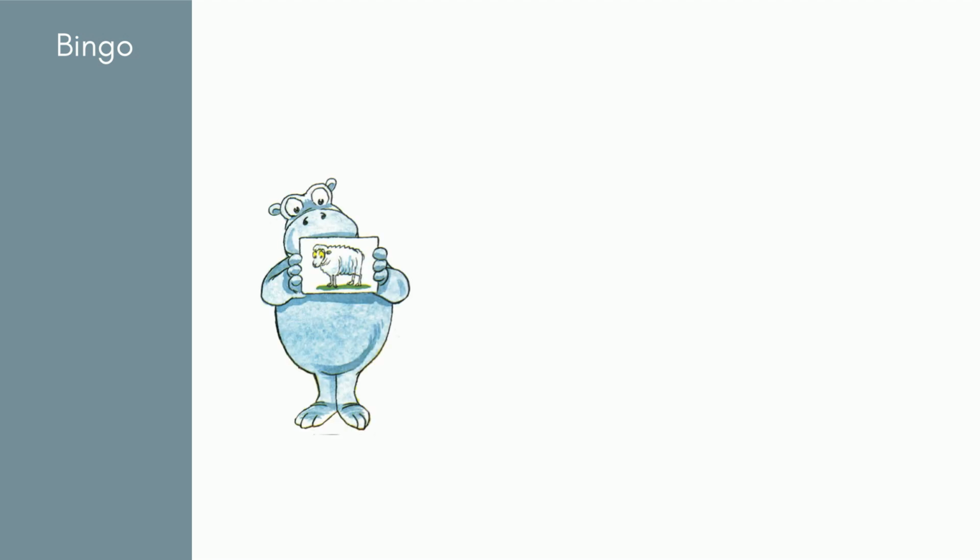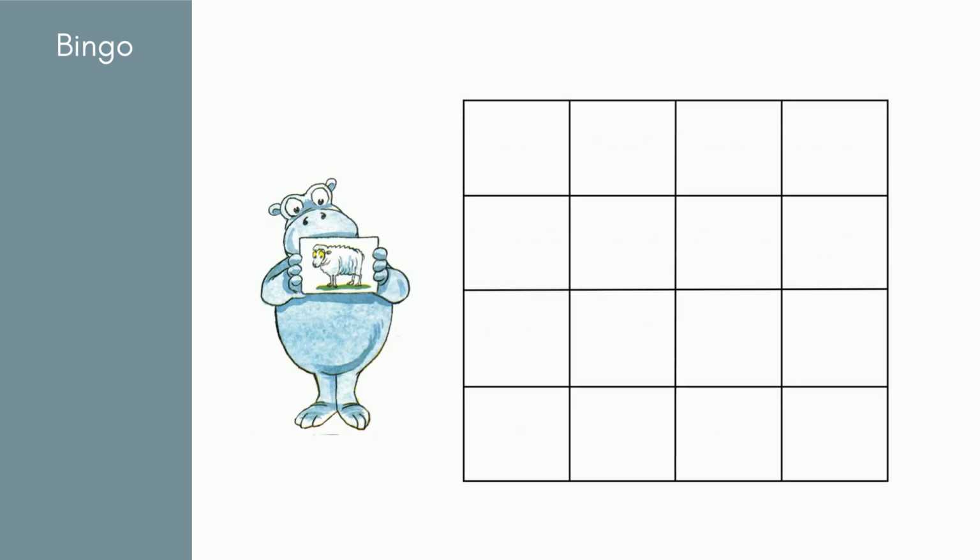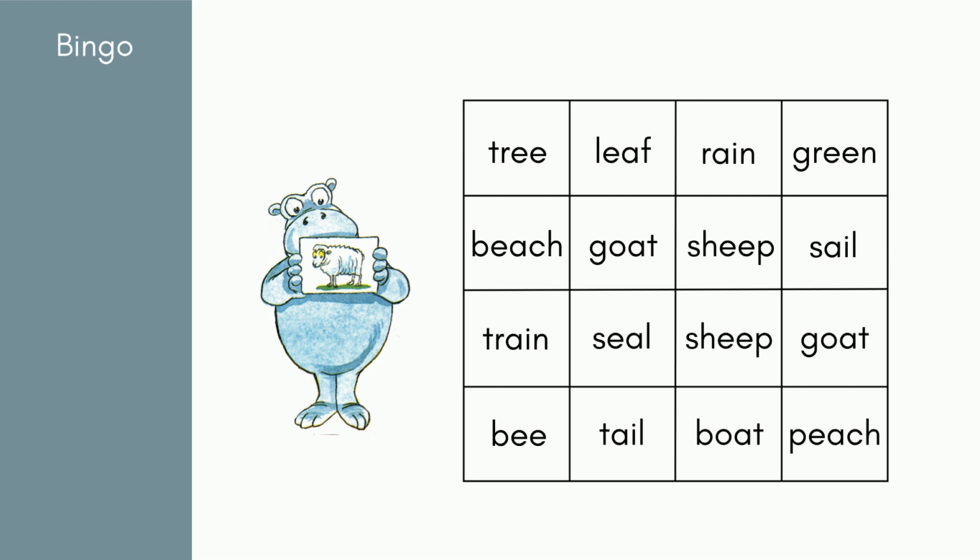Bingo. The teacher can dictate words for the children to write in bingo grids, or the children can choose which words to write from a larger selection of words provided by the teacher. When the children make their own bingo grids, each child chooses where to write the words, so that each bingo grid is different.